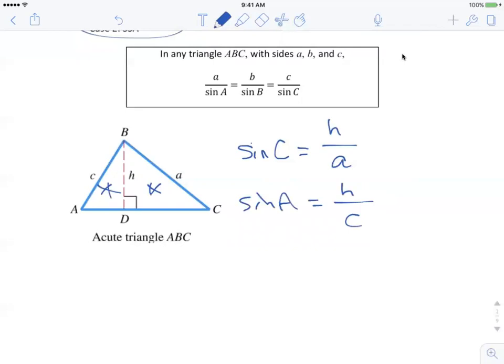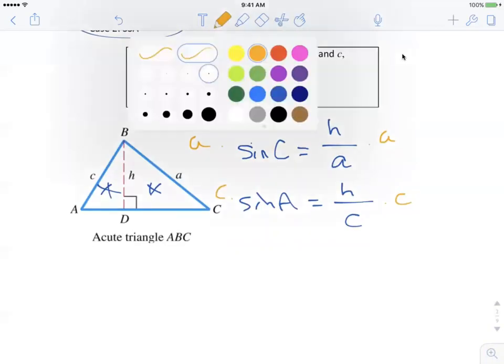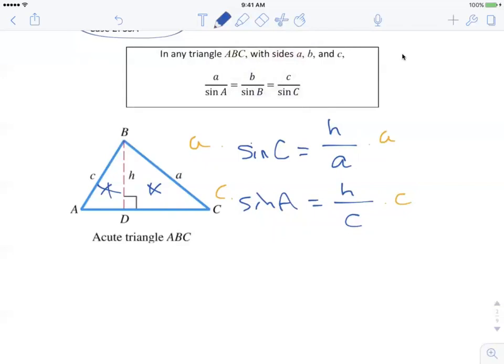Okay, now the next step to derive the formula is to solve each of those little equations for H. So on the top one, let's multiply both sides by A, and the bottom one, let's multiply both sides by C. Then you end up with, on the top one, H is equal to A sine C. And on the bottom one, you have H equals C sine A.